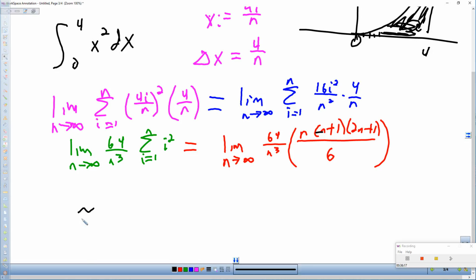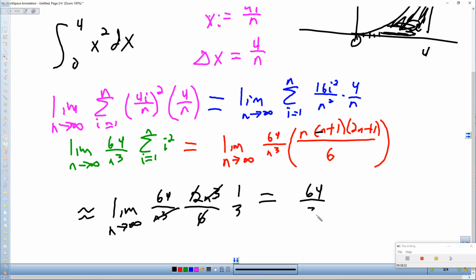So I'm going to put approximately, as n goes to infinity, 64 over n cubed, and what's going to be on top that we care about? 2n cubed over 6. We don't really care about this 1 because it's going to be a lower power of n. We don't care what happens with 2n times 1 because it's a lower power of n, and when n goes to infinity, we don't care. So what happens? 1 over 3, we get 64 over 3.